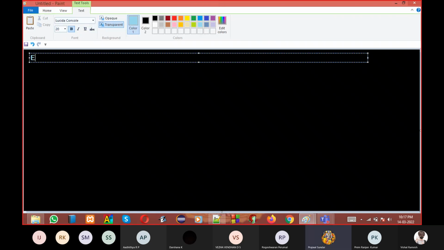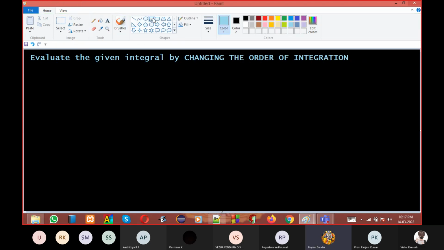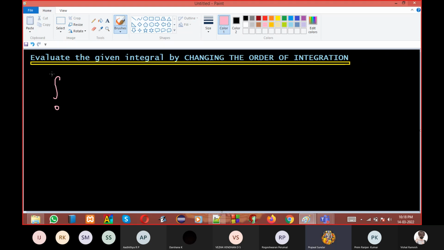Now, evaluate the given integral by changing the order of integration. Now, what is this word, changing the order of integration? Looks new. We'll see what this is. Carefully look. The integral is the integral from 0 to 3, integral x squared to 9, x cube into e power y cube, dy dx.